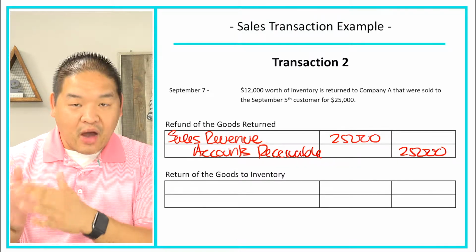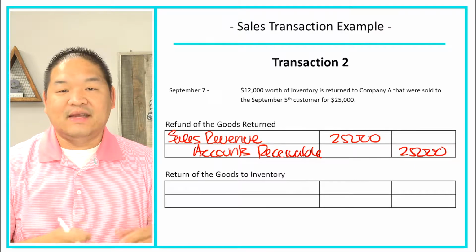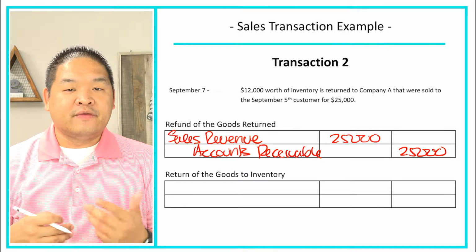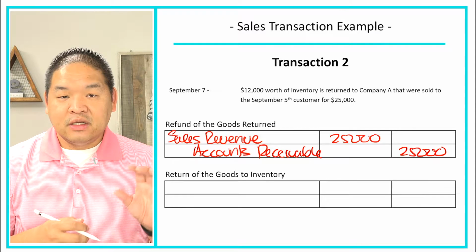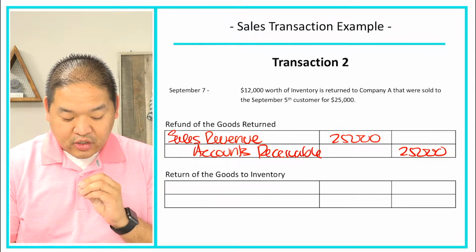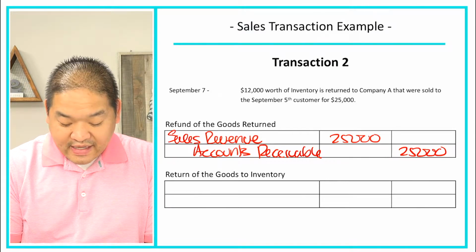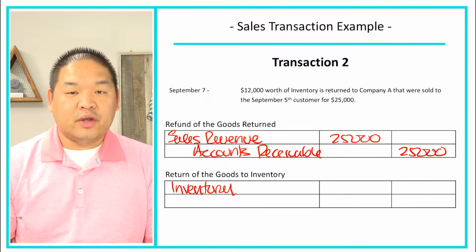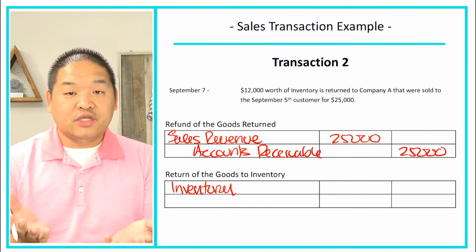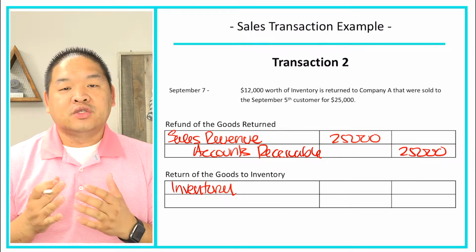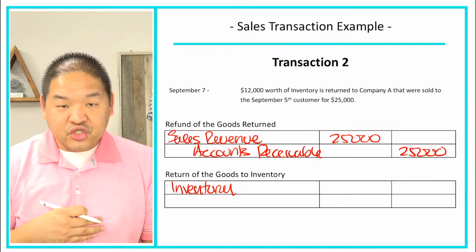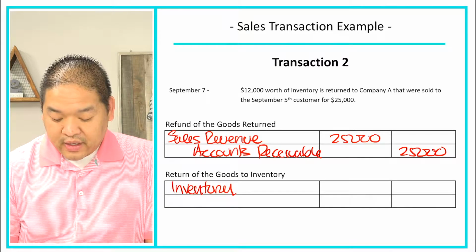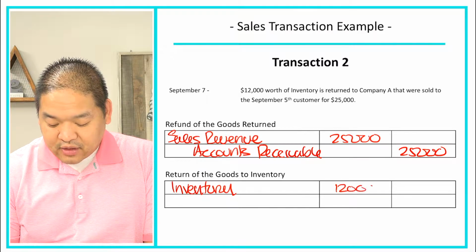So we're going to take them out of the cost of goods sold and move it back to inventory. To do that, we're going to reverse the entry that we did in the last part there. So we are going to debit inventory. So we're going to add inventory. And in this case, the goods originally cost us $12,000. So we're going to return $12,000 to our inventory account. So we're going to debit $12,000 to inventory.